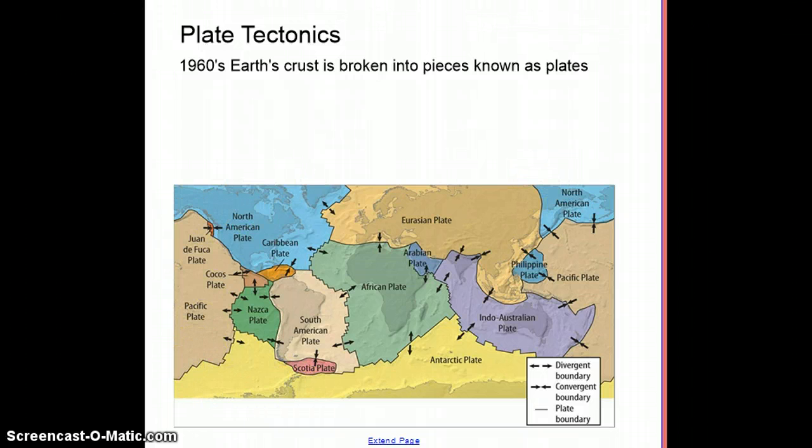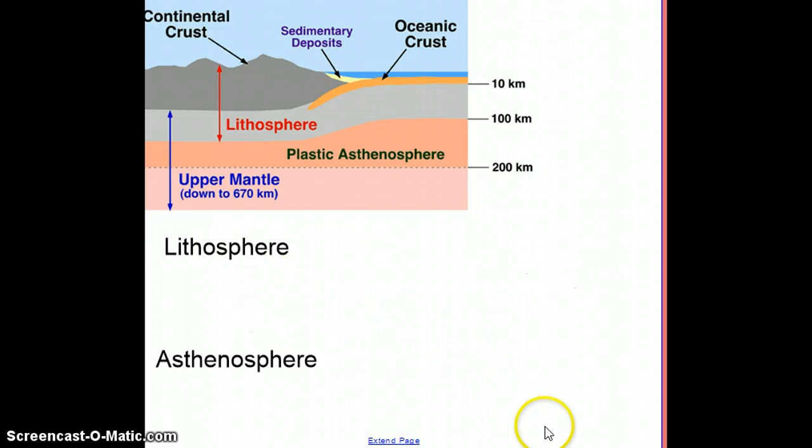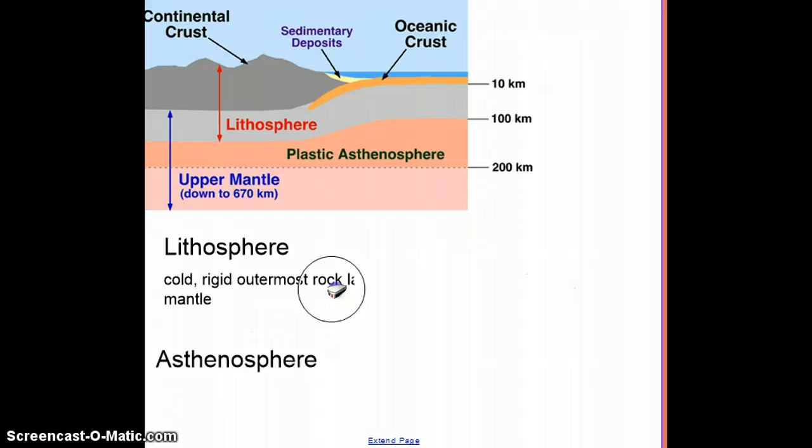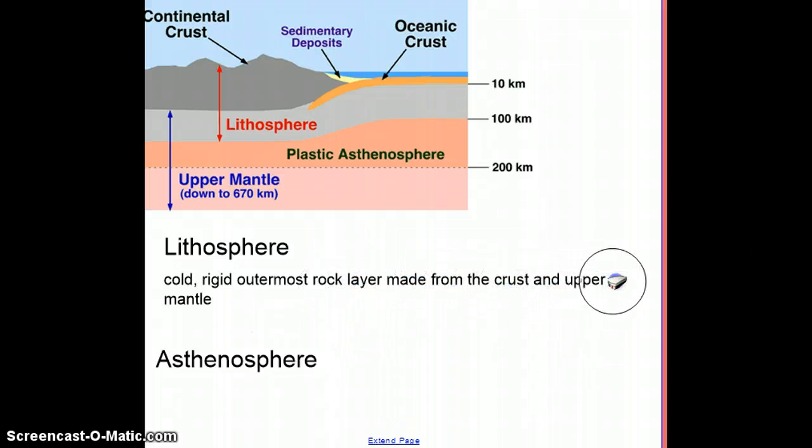So looking at the different plates, they get broken down into these sections, but why do they move? We have to look a little bit at the structure of our Earth. Up here we see that we have continental crust. We can see that we have oceanic crust, so there are two different types of crust. We then have this layer known as the lithosphere, which is a cold, rigid outermost rock layer made from the crust and upper mantle.